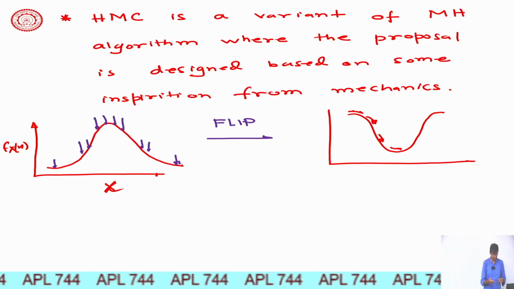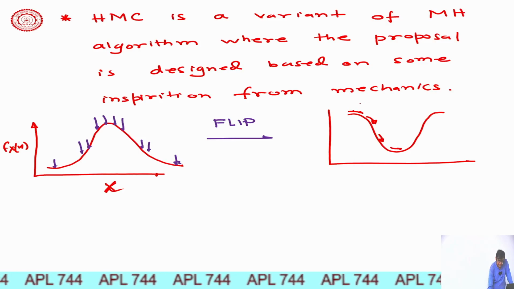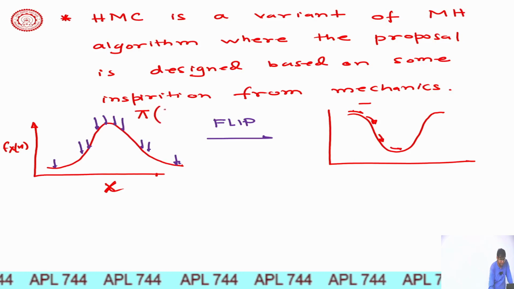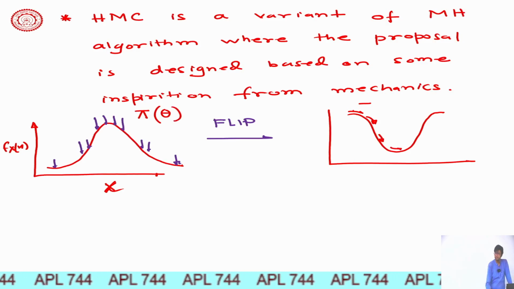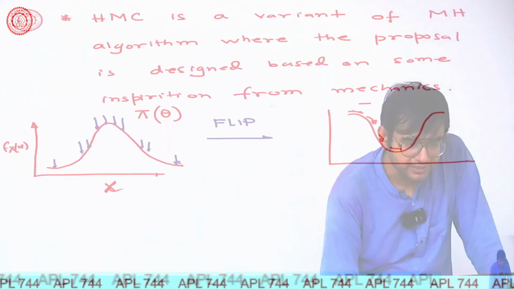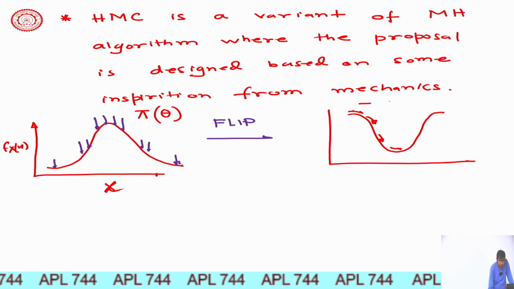Okay, so this is basically minus probability. Let's first write this. This is, let's say, pi of theta, or pi star of theta. The normalizing constant is not known, but let's say pi star of theta. So this is minus pi star of theta.